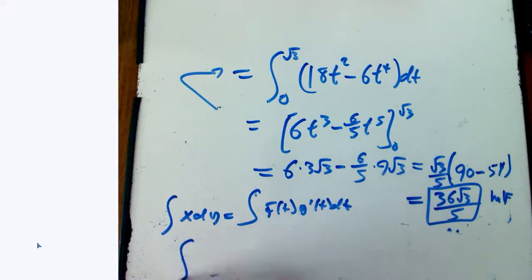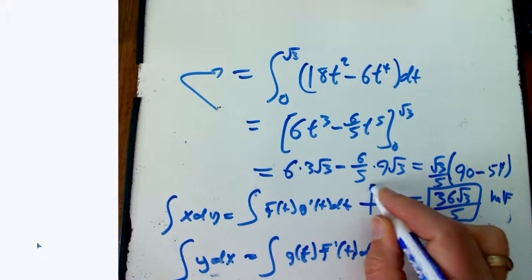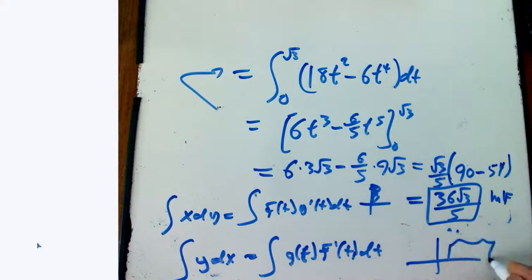But the great thing is there might be other situations where it makes more sense to do integral y dx, and that's going to be g of t f prime of t dt. They both work in the right situation. This one is going to make more sense when you have this kind of picture between the curve and the y-axis, and the other is going to make more sense when you have the area between your parametrized curve and the x-axis. Okay.